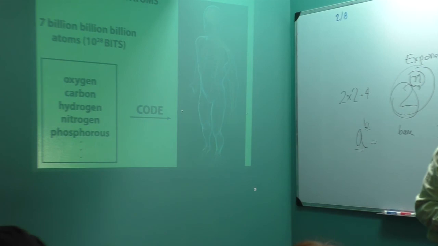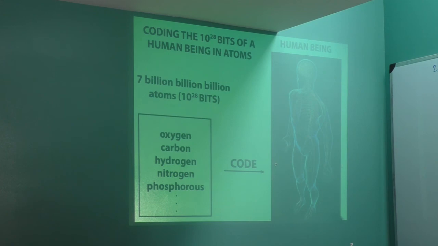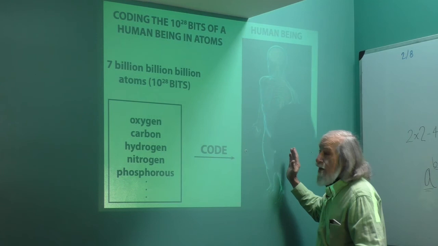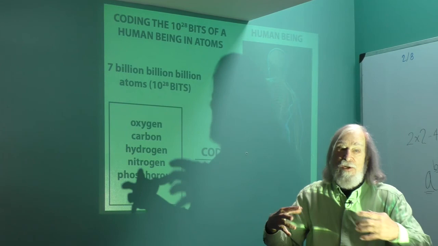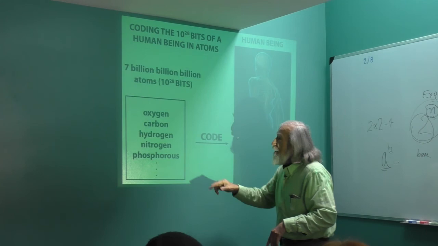So we have 10 to the 28 bits of human beings that are stored in atoms. That's 7 billion billion billion atoms. If you could put them all in a box, on the one hand we have a box of atoms, and on the other hand we have a human being. Well, first of all, you can't really put them in the box because they try to start interacting and reacting with one another. They'd start raising the pressure, condensing out. It would be just a wild spectacle. But conceptually, there's a code that goes from these guys to a human being.